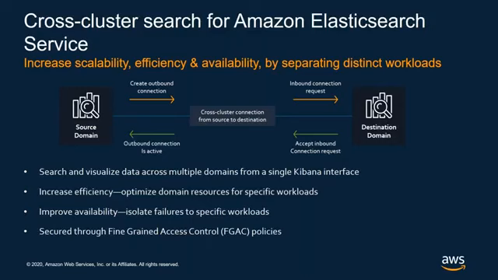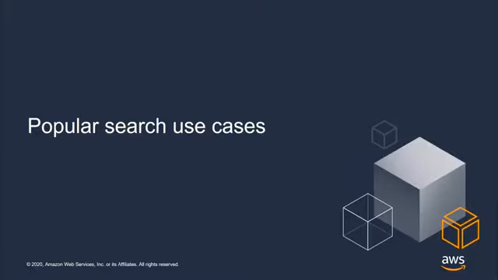So you can actually split these domains up into multiple clusters. You can use cross-cluster search to then isolate those particular Amazon Elasticsearch domains, and you can tune those for the performance needs of those specific workloads. The Amazon Elasticsearch service supports many popular search use cases. In this next series of slides, I'm going to walk through what those use cases are.